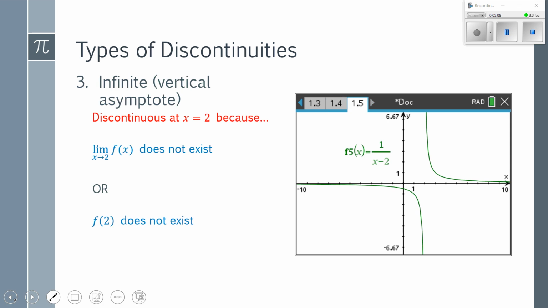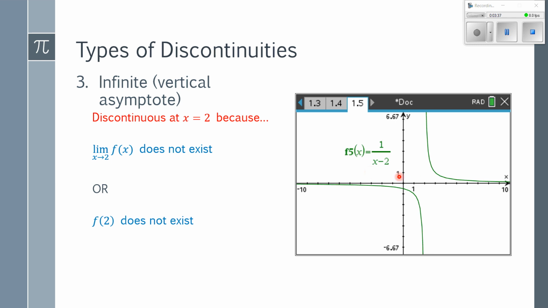For vertical asymptotes, we've already talked about these. They're most common in rational functions where we set the denominator equal to 0 and it does not cancel. So here I can see I have a vertical asymptote at x equals 2. With vertical asymptotes, I have multiple reasons to give for the discontinuity. For one of them, I could just say the function value doesn't exist at 2, because if I try to plug 2 in, I can't actually find that.